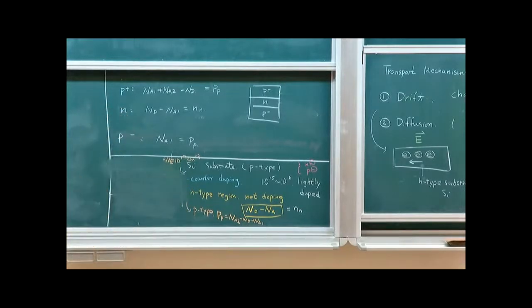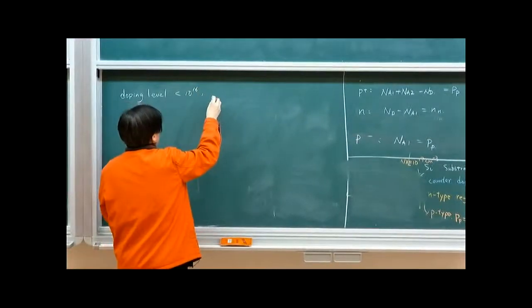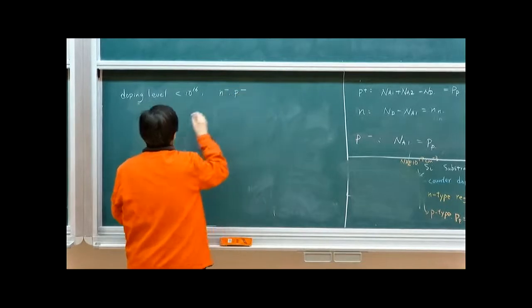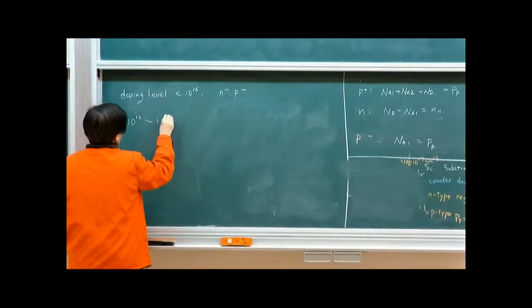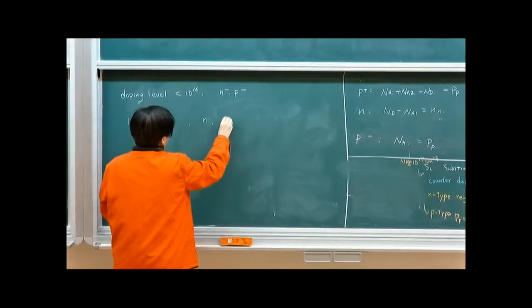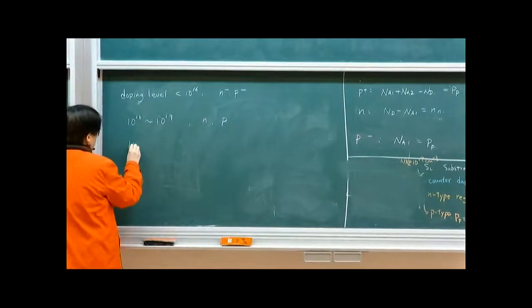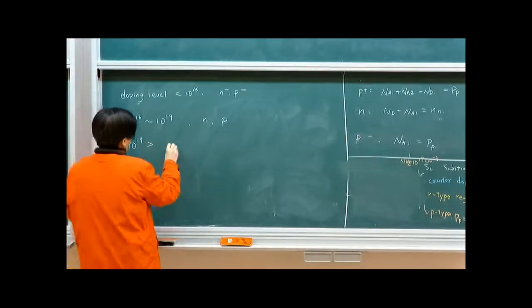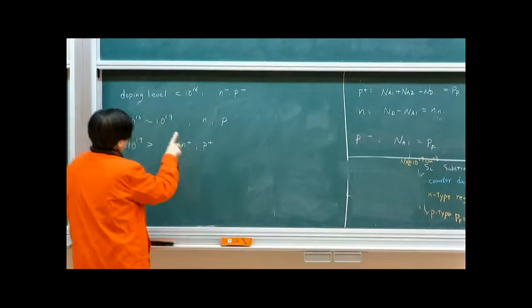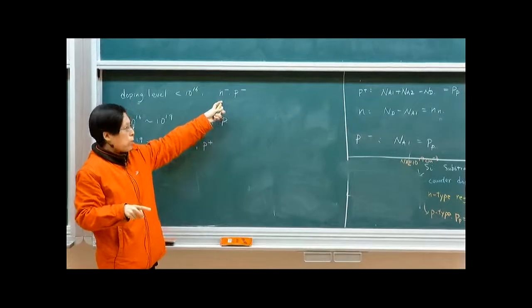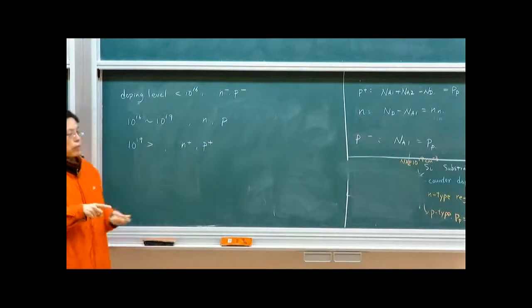First of all, I'm just going to give the definition. It's not a hard rule, it's more based on experience. Typically, if your doping level is less than 10 to the 16th, we refer to this region as either N minus or P minus. If it's between 10 to the 16th and 10 to the 19th, it will be labeled N or P. And anything above 10 to the 19th is referred to as N plus or P plus. So these indicate lightly doped, medium doped, and heavily doped, okay?